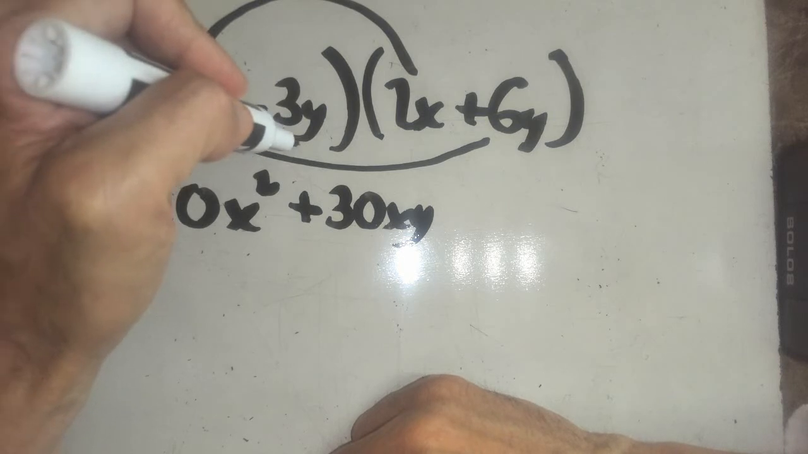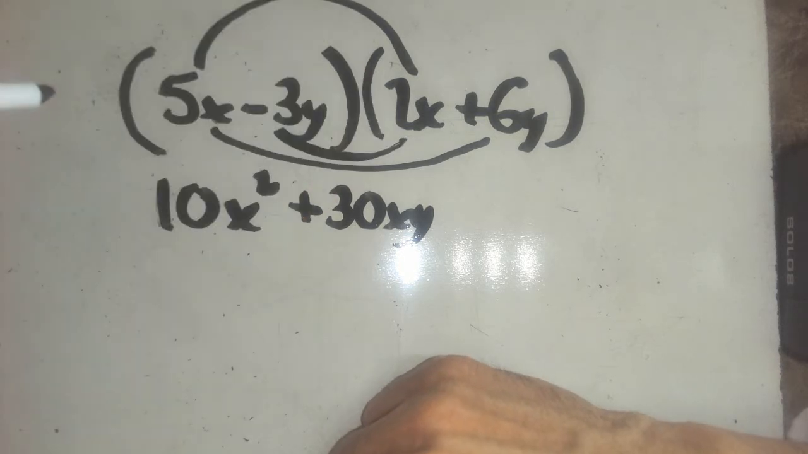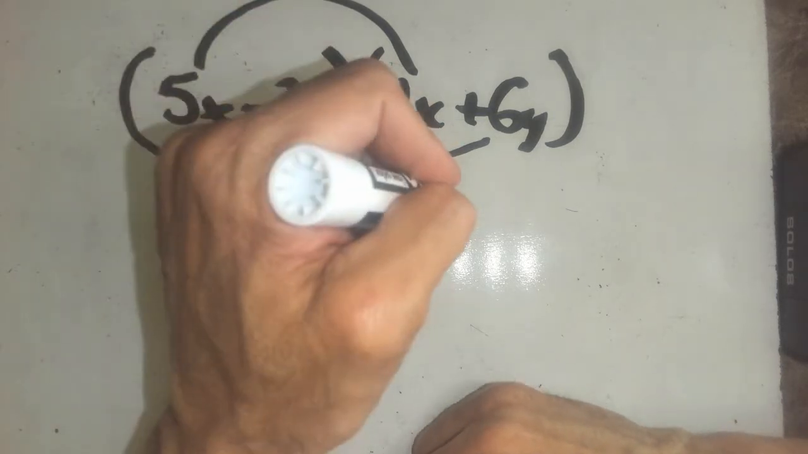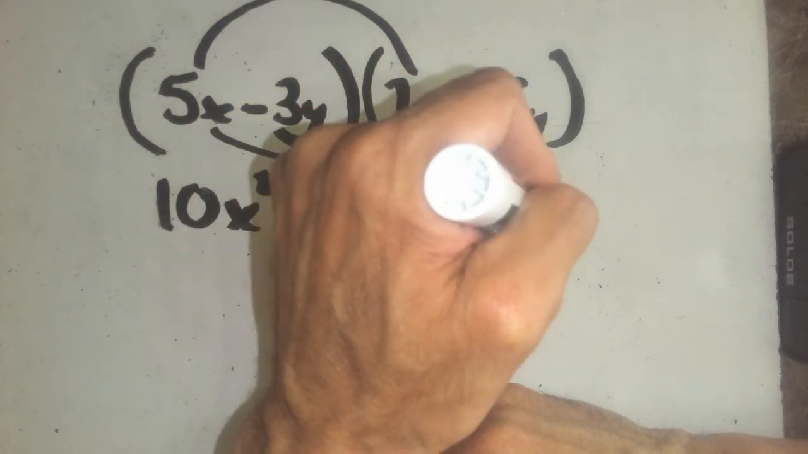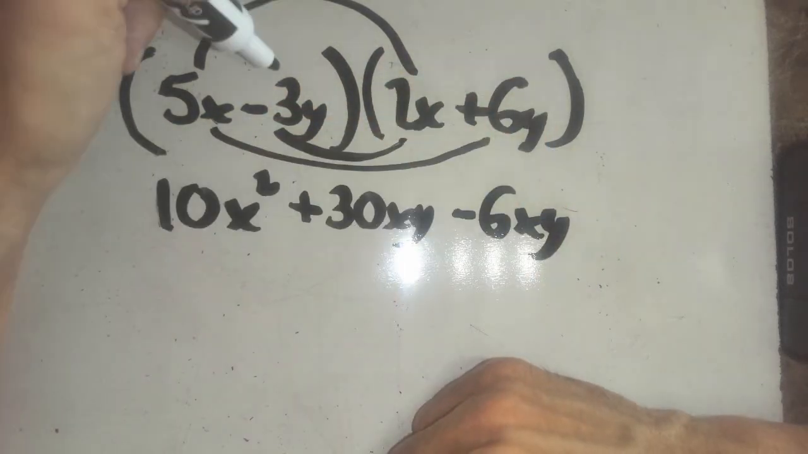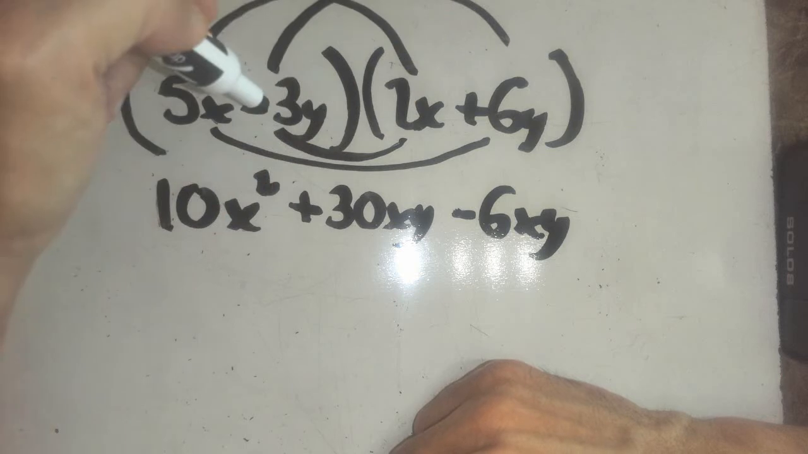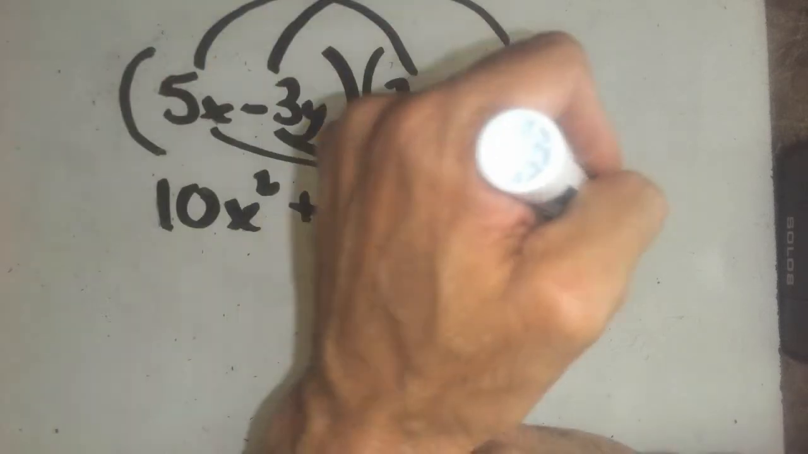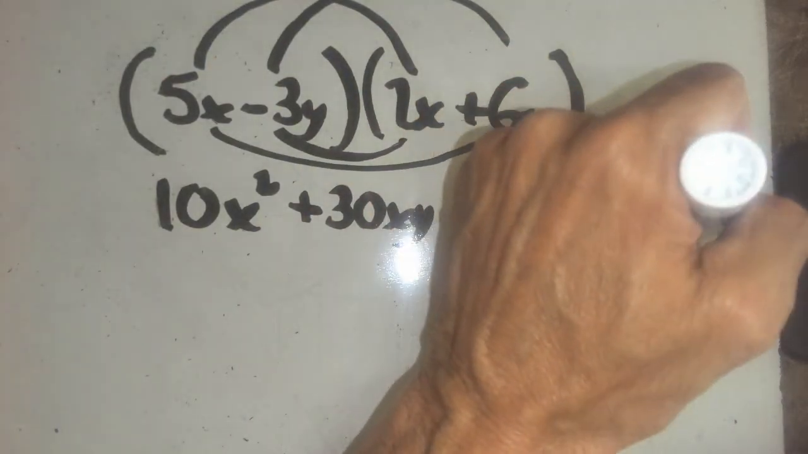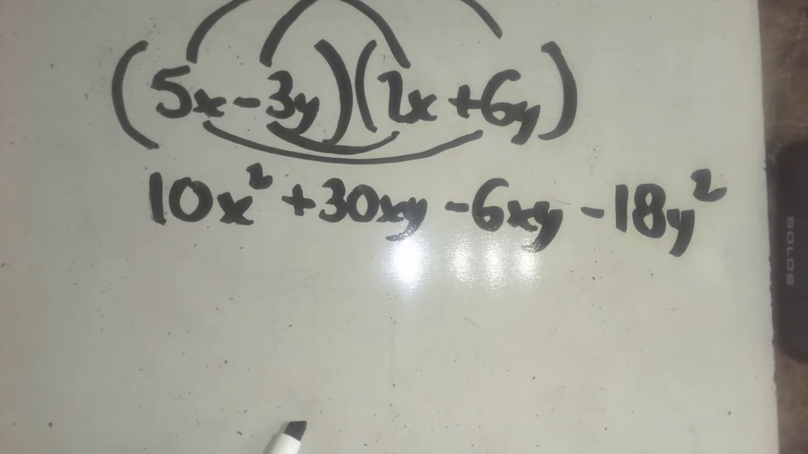Now I'm going to take -3y times 2x. And that's going to be -6xy. Always go alphabetical order. -6xy. And then finally at the end, the last term, we're going to get -3y times 6y, which is -18y squared. Okay, combine your like terms.